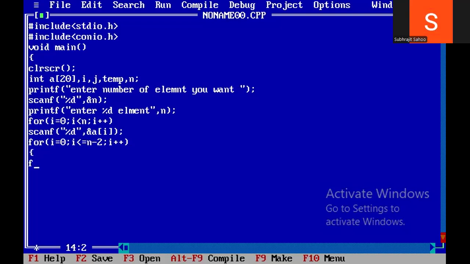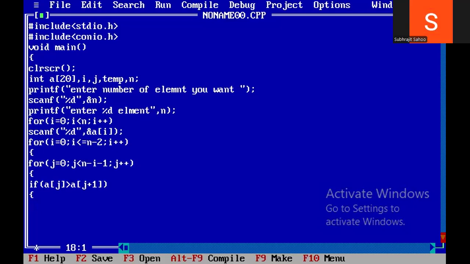Now bracket start, for loop again, every time j equal to 0, j less than n minus i minus 1. If you don't want to write this, then you write j less than or equal to n minus i minus 2. Either is fine. Let me go with the first one, n minus i minus 1, then j plus plus. Now if, check here, a of j is greater than a of j plus 1, bracket start.